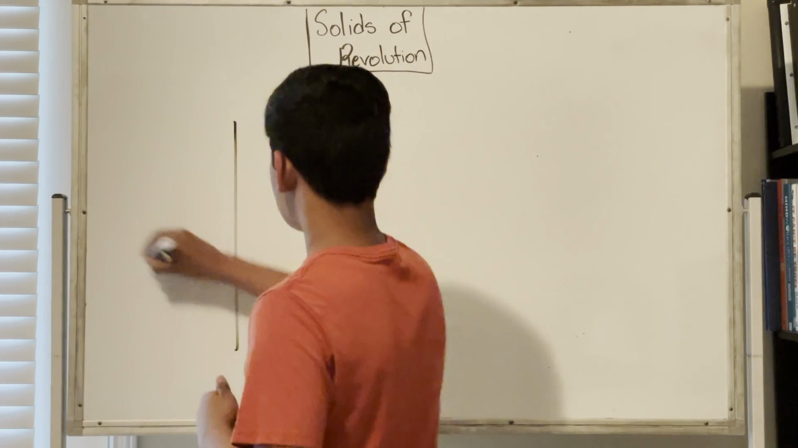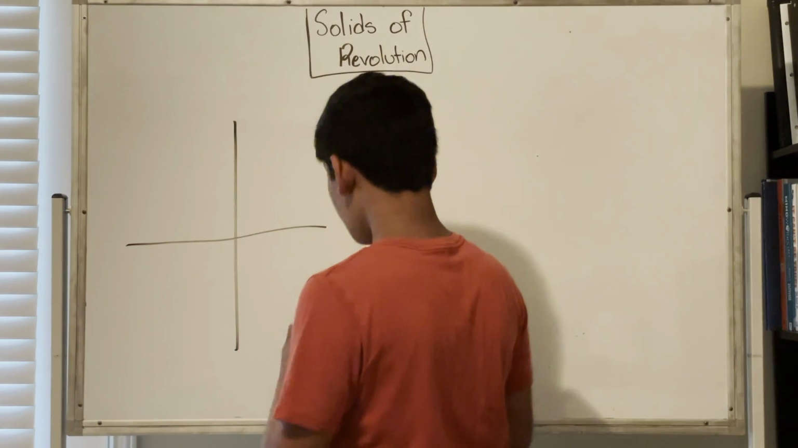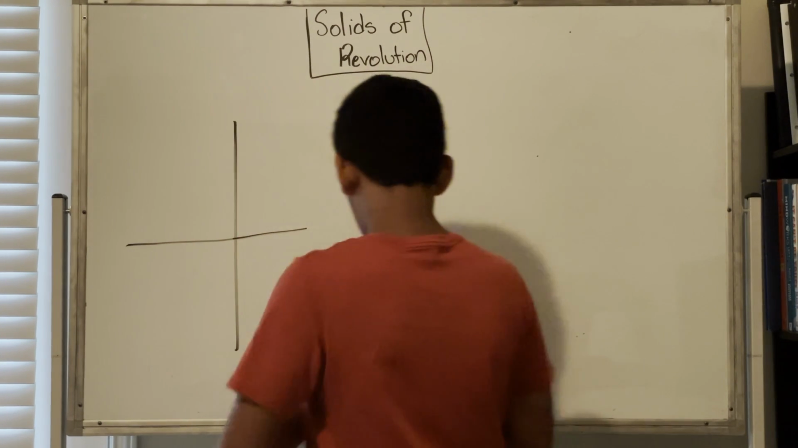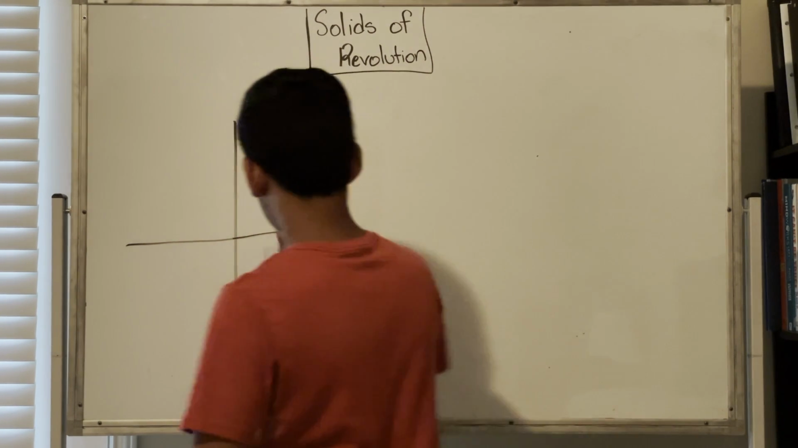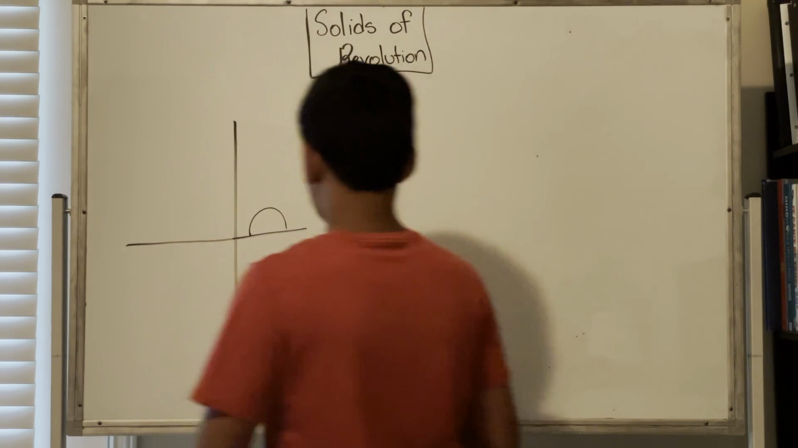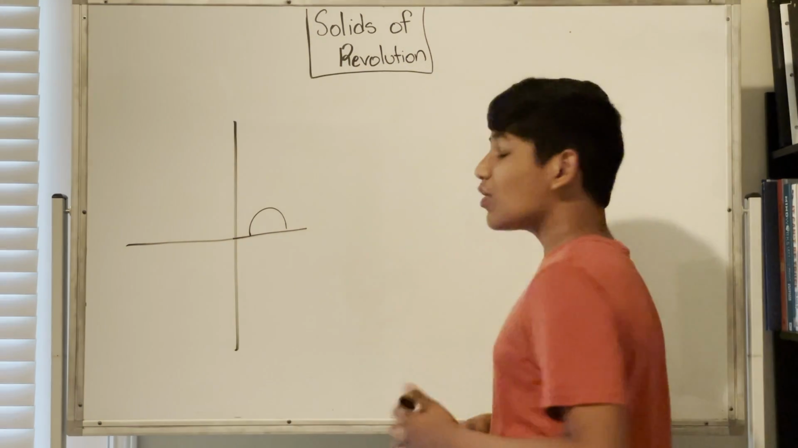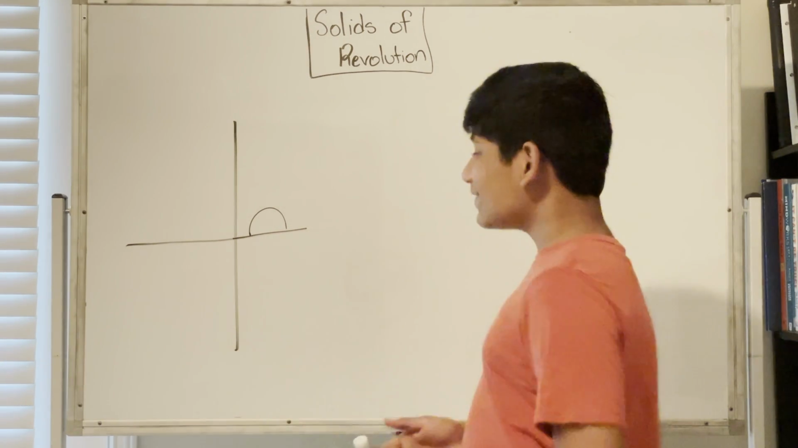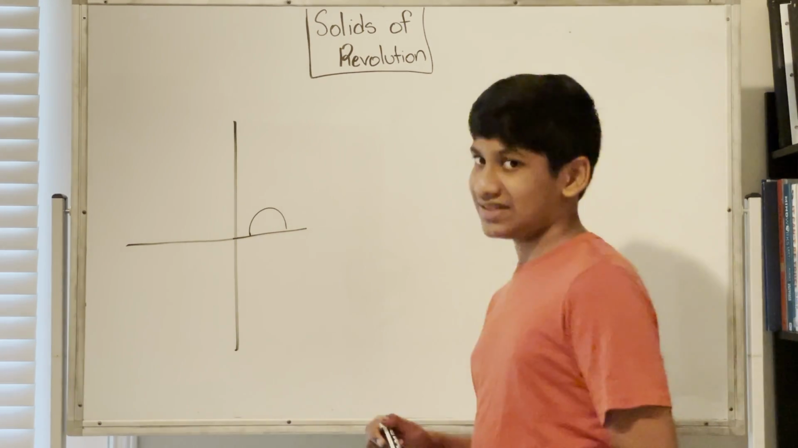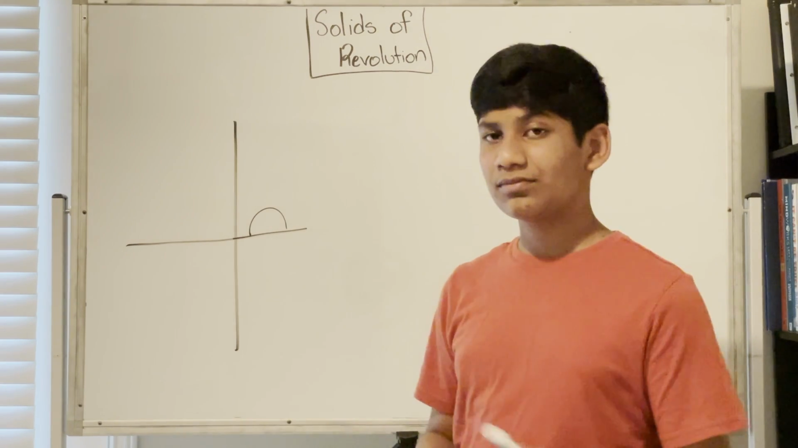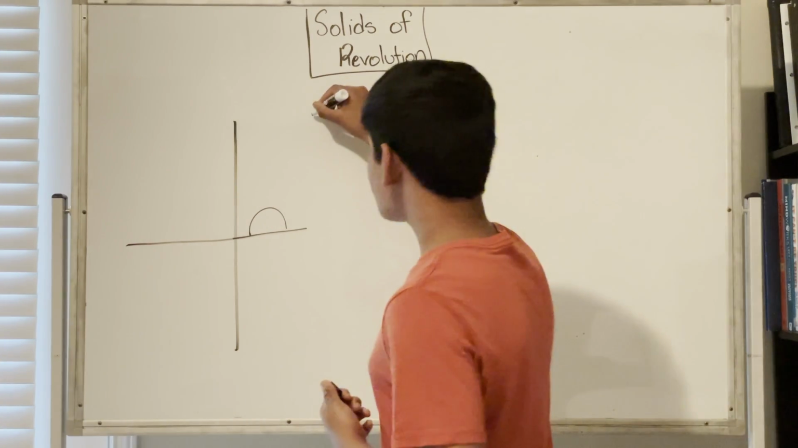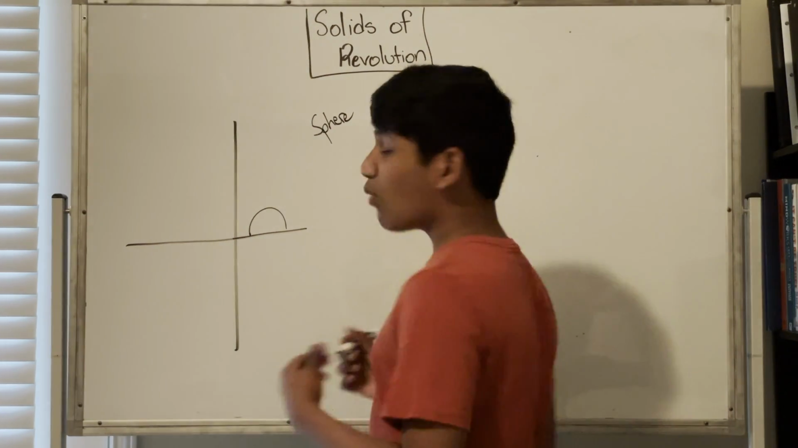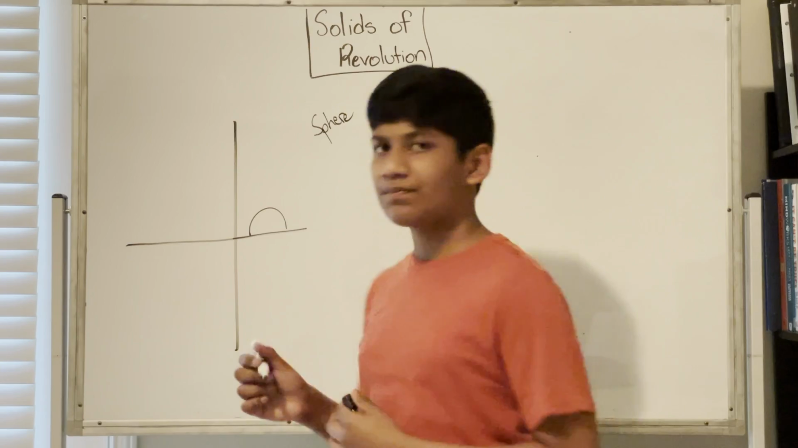Take a coordinate plane. On this coordinate plane, we're going to have a semicircle. So this semicircle over here is located on the coordinate plane. Now, let's spin this semicircle around its x-axis. What would we get? Well, we would get precisely a sphere. This is one example of a solid of revolution.